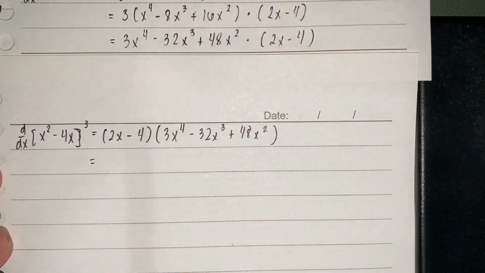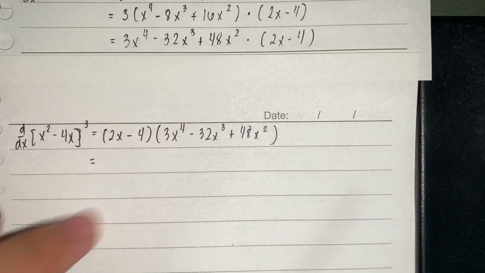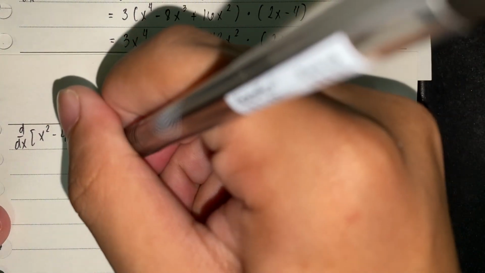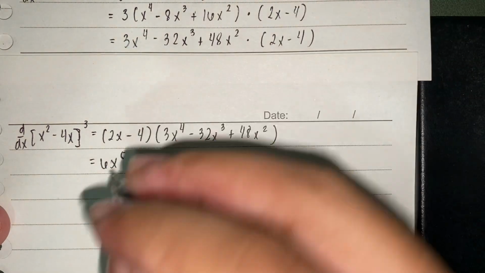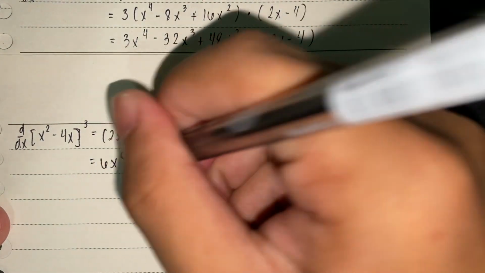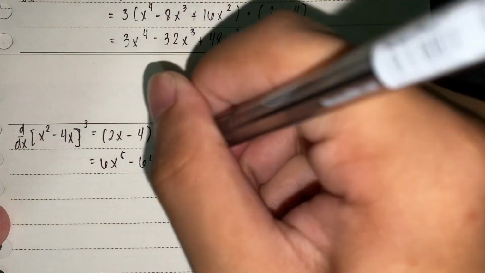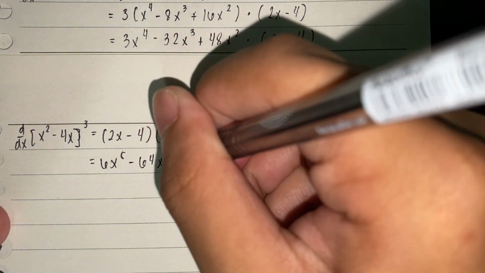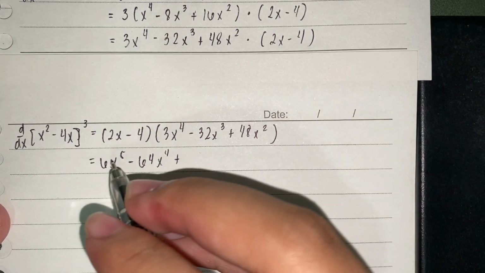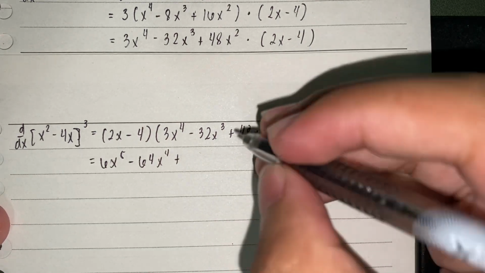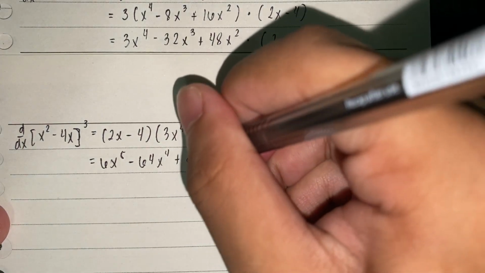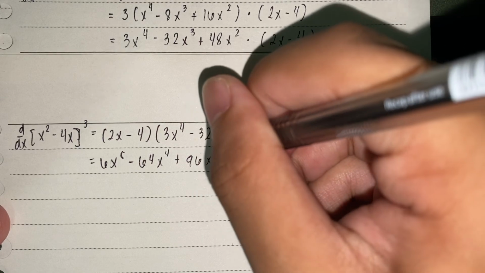Now let's distribute 2x times 3x raised to 4. That is 6x raised to 5. 2x times negative 32x cubed, that is negative 64x raised to the 4th power. Plus 2x times 48x squared, that is 48 times 2, that is 96x raised to 3.